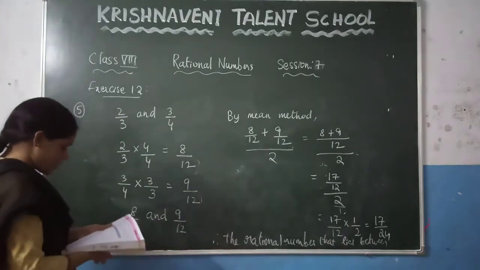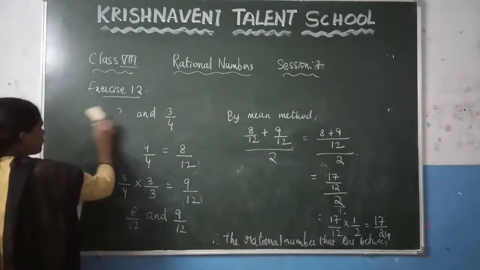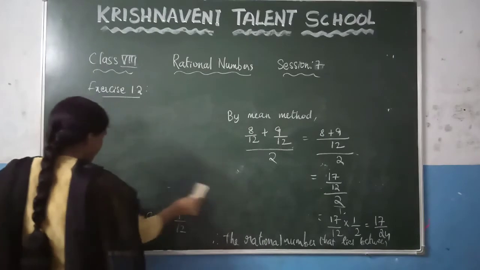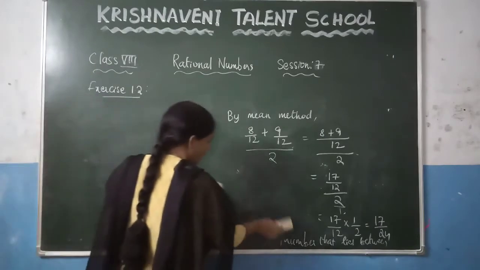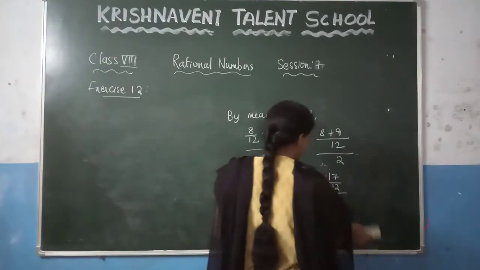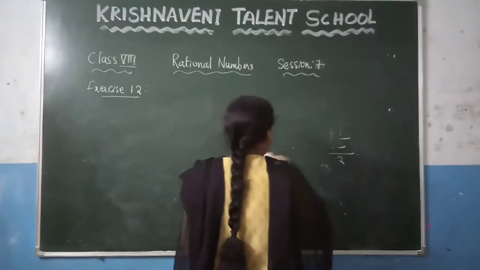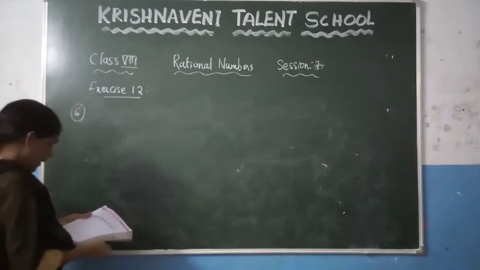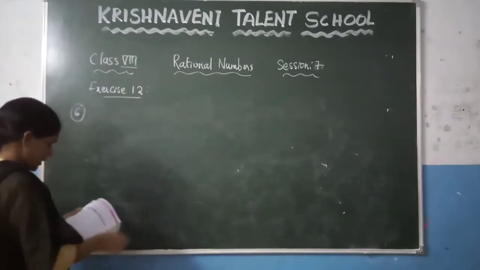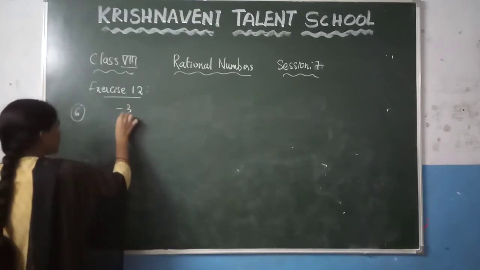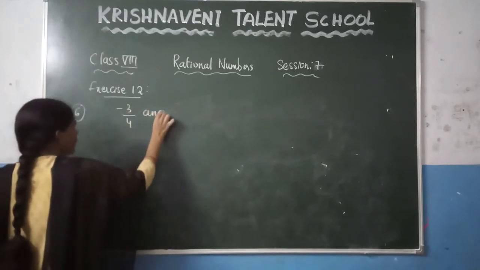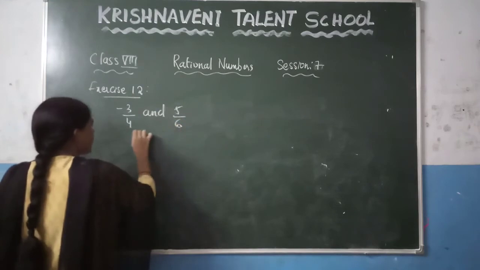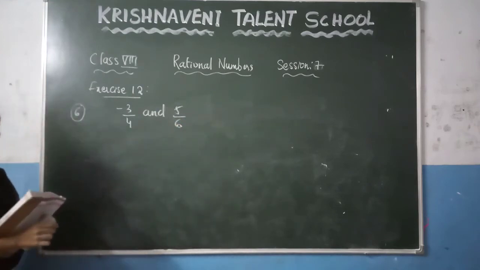Now see the last question from this exercise. Sixth question. Find 10 rational numbers between minus 3 by 4 and 5 by 6. Between these two numbers you have to write 10 rational numbers.